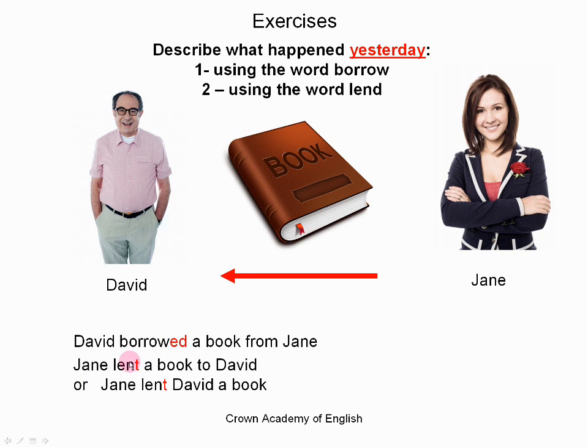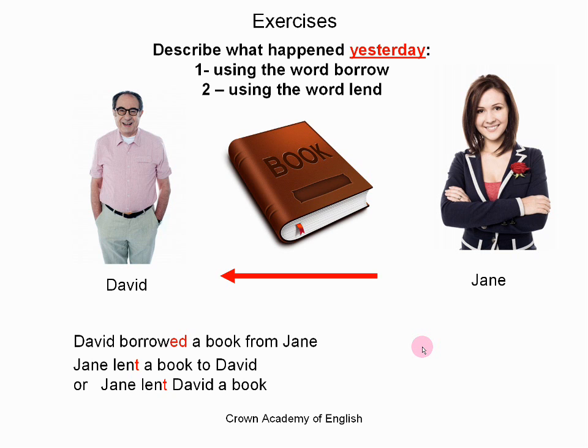And lend, as we saw earlier, is an irregular verb. The past tense, the past participle, is L-E-N-T. So we don't say lended. You must not say lended. Lended is wrong. We say lent, L-E-N-T.